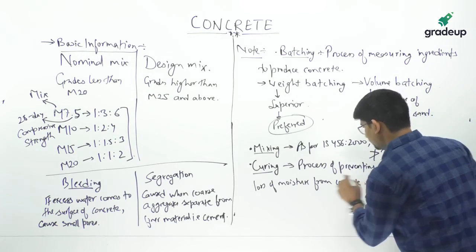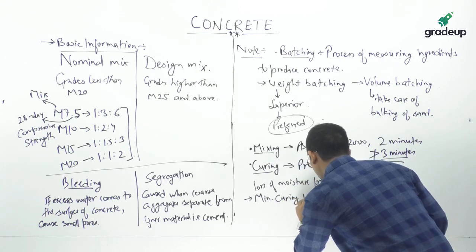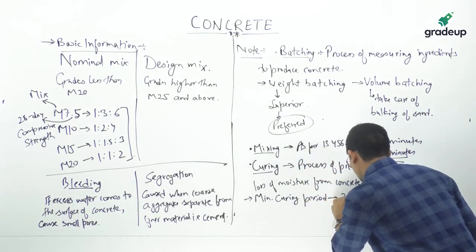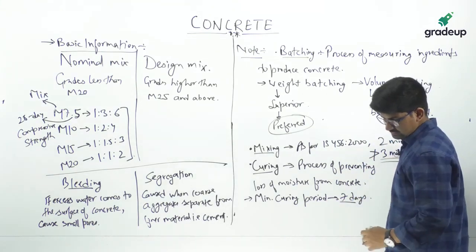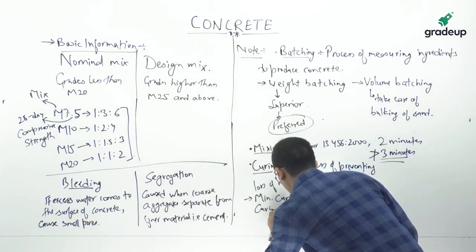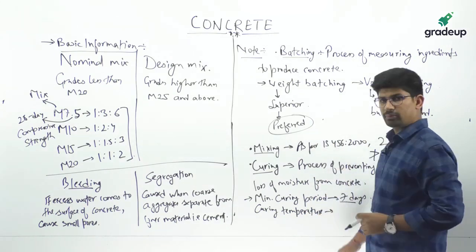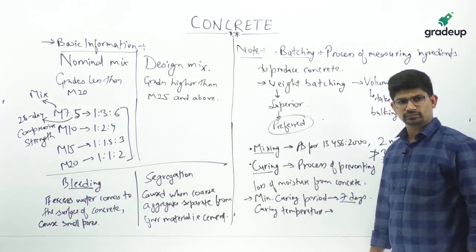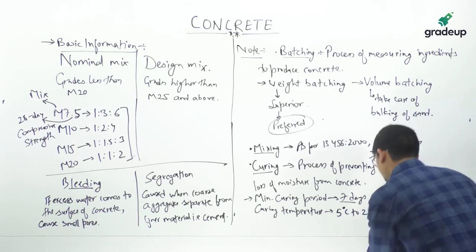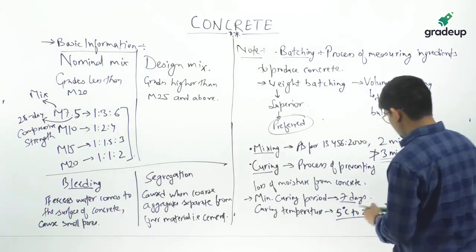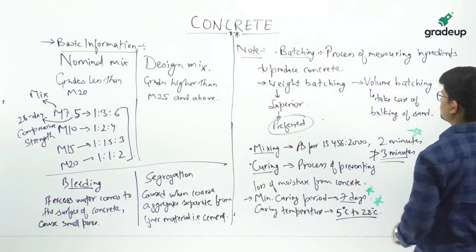Now from the examination point of view, the minimum curing period is 7 days, and the recommended curing temperature, these are all codal values, so they have a high probability of appearing in the examination, is 5 degrees Celsius to 28 degrees Celsius. This is the range. So this point is important from the examination point of view. This 2 minutes is also important.